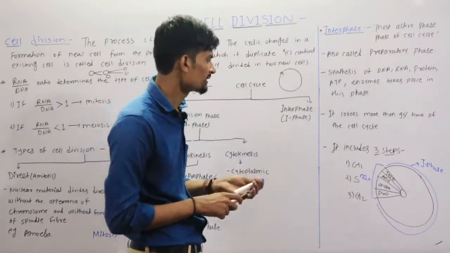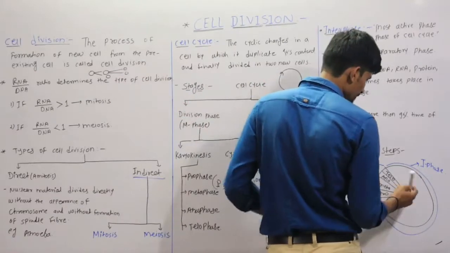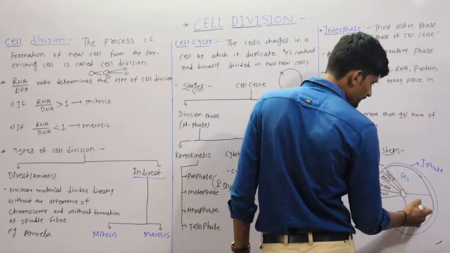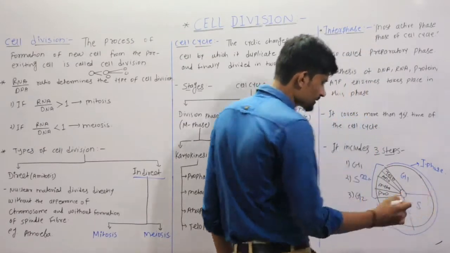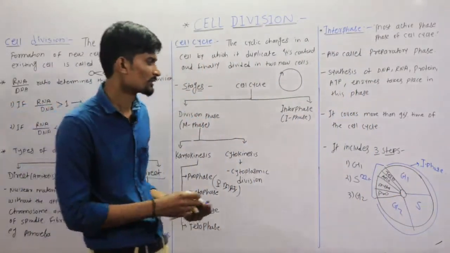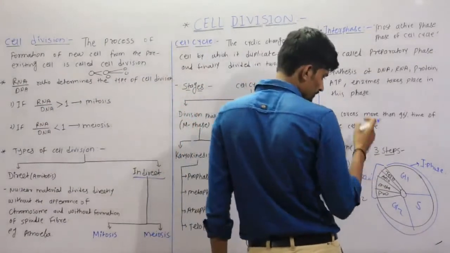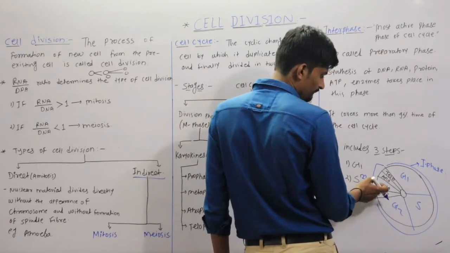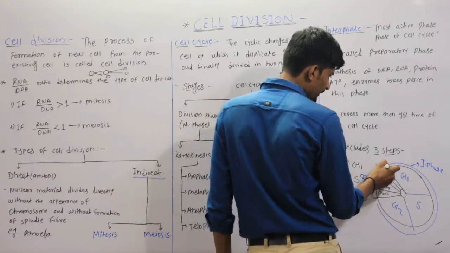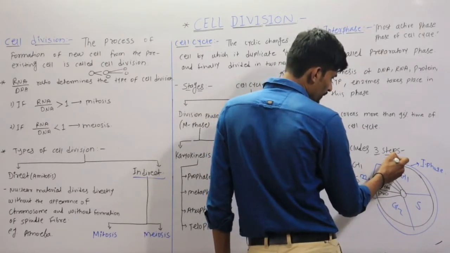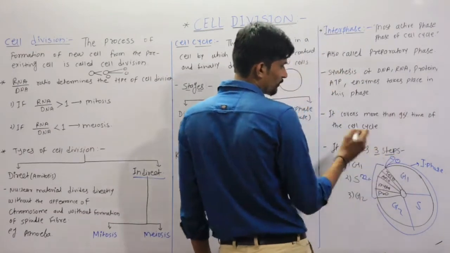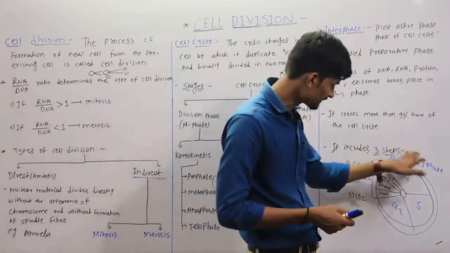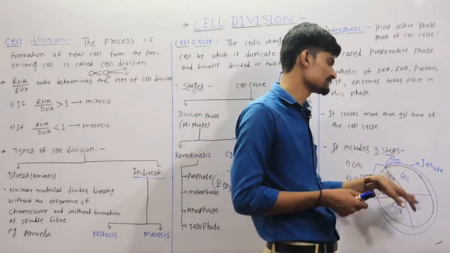And this interphase is again divided into 3 sub-steps, that is G1 phase, S phase and G2 phase. So this is a complete cyclic manner. Cell division starts from G1 phase, then undergoes S phase, G2 phase, then prophase, metaphase, anaphase, telophase, and finally there is a formation of 2 new cells from a single cell. So this is the complete cyclical change, or this is a complete cell cycle.